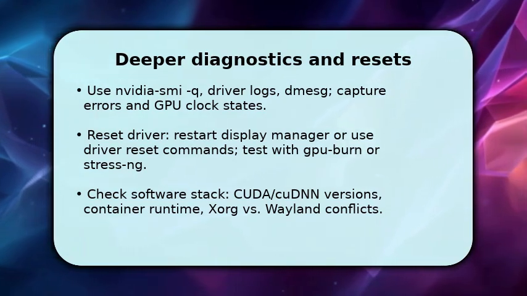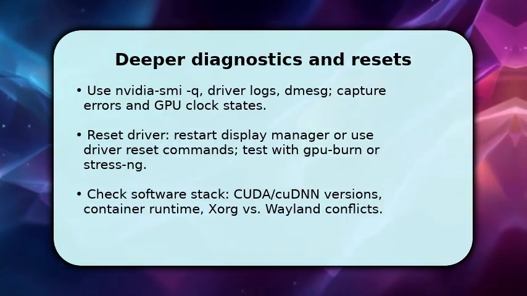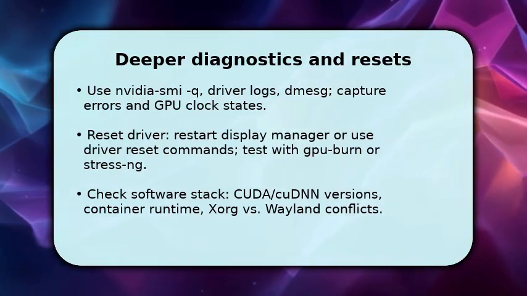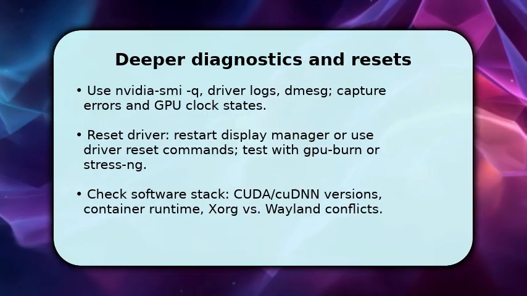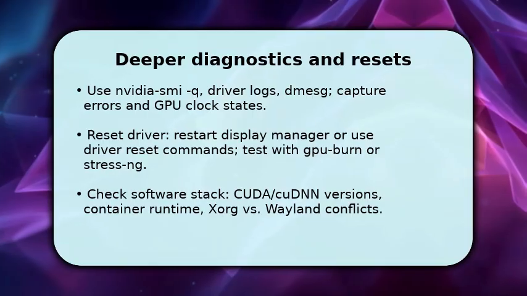Query the GPU status and read kernel logs to find errors or clock throttling. If drivers look healthy, perform a controlled driver reset. Restart the display manager or use vendor reset utilities. Then run a synthetic workload like GPU burn to force utilization.